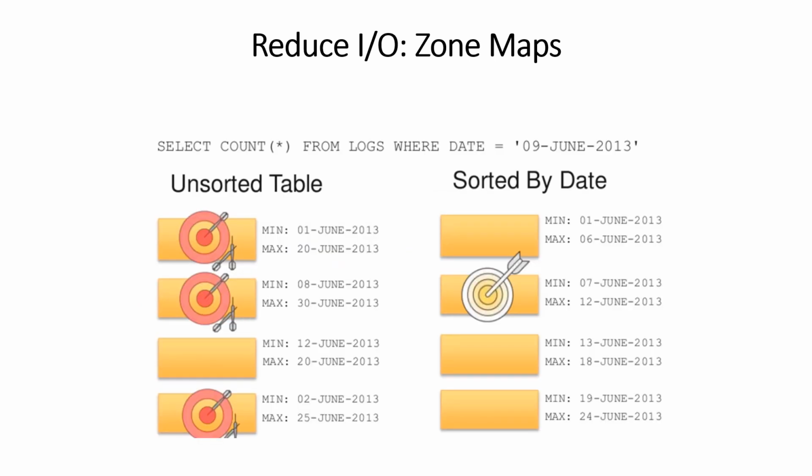Zone maps get more effective if they're combined with sorting. For example, we would like to find how many entries we have in our table logs for a given date of June 9. In the case of an unsorted table, with min and max values for each block, we can find the date with hits and misses in each block. However, if we sort the dates within the blocks, then the zone map is effective, as we will hit the right block in the first attempt. This results in less IO.